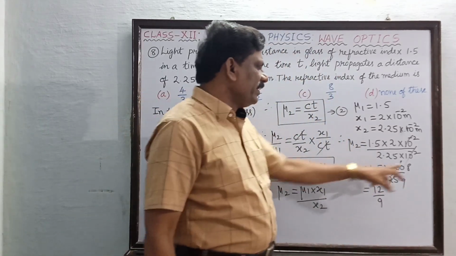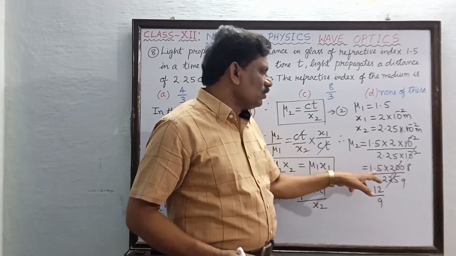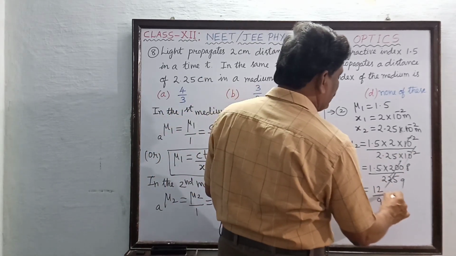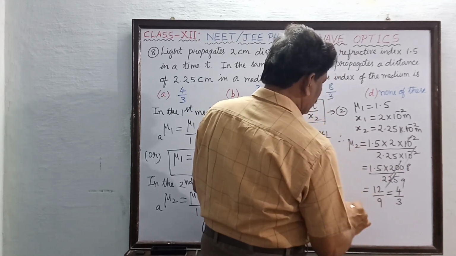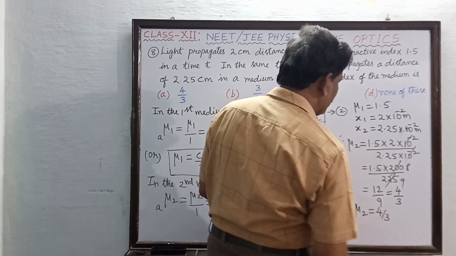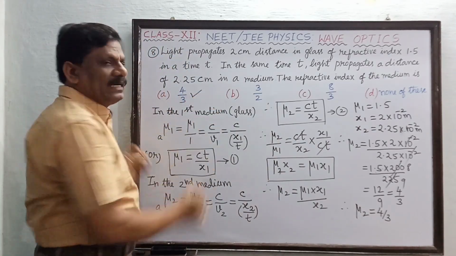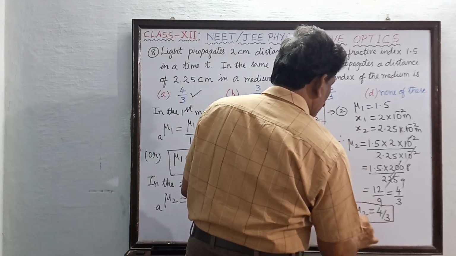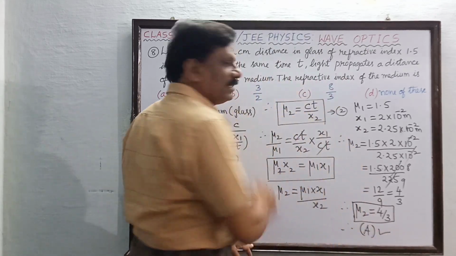1.5 into 8 you can easily multiply by converting 8 into 4 into 2, so this is 3 into 4, which is 12. So 12 by 9, once again it is divisible by 3, so it is 4 by 3. Therefore mu2, the second medium's refractive index, is 4 by 3. So you can see here option A itself is the correct answer, is it not? Therefore option A is the right answer.